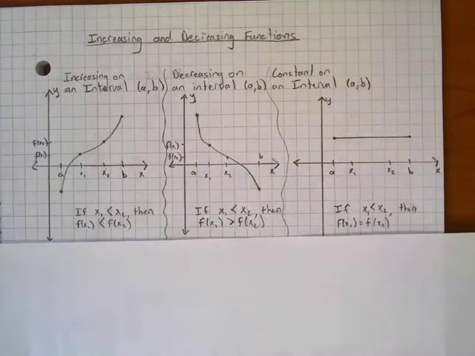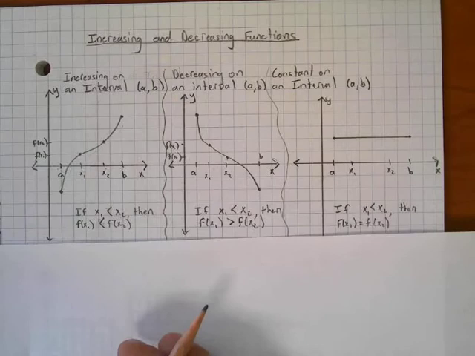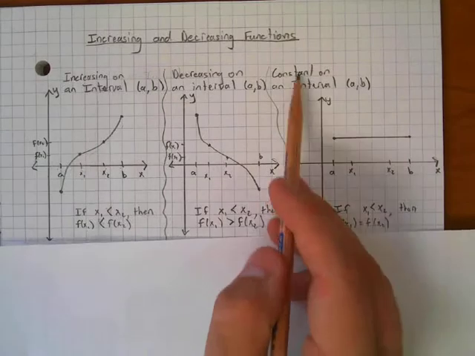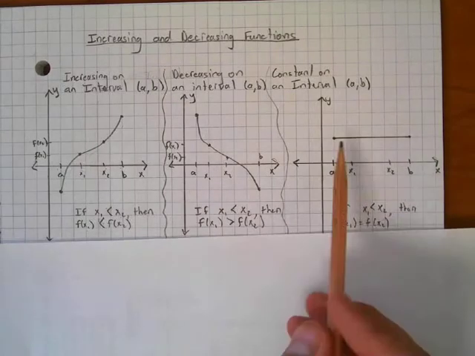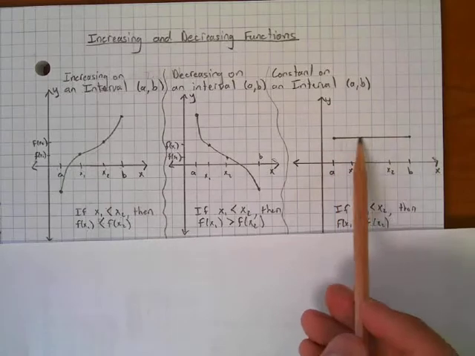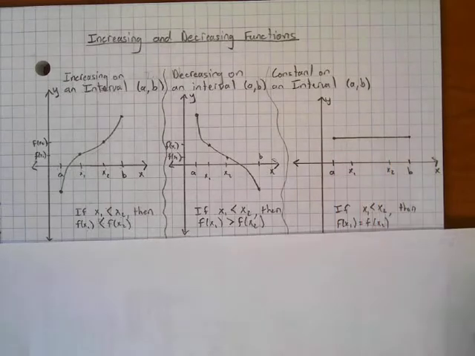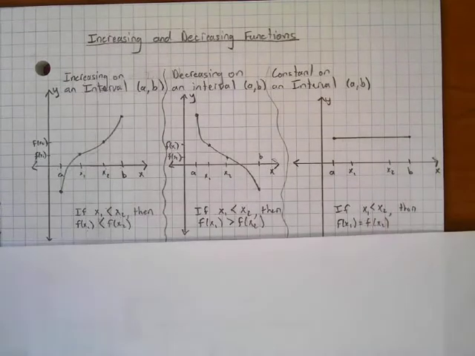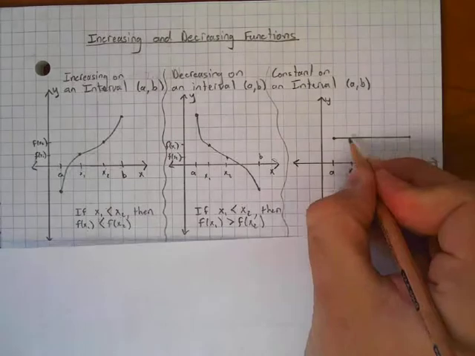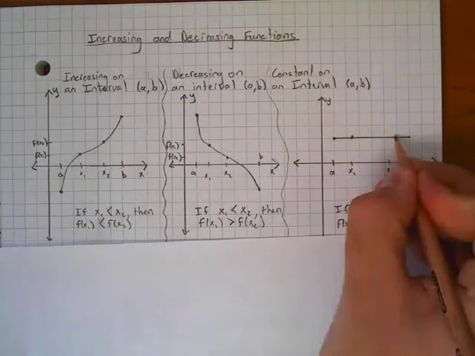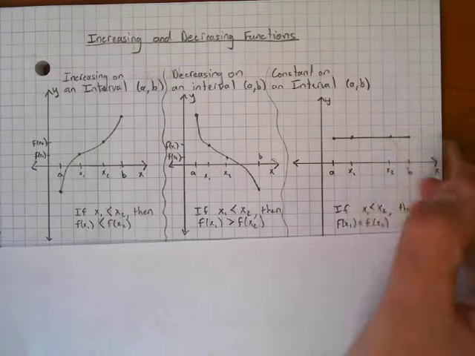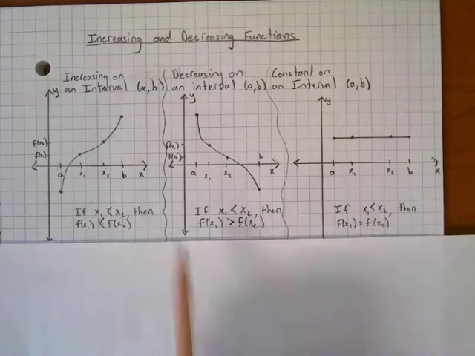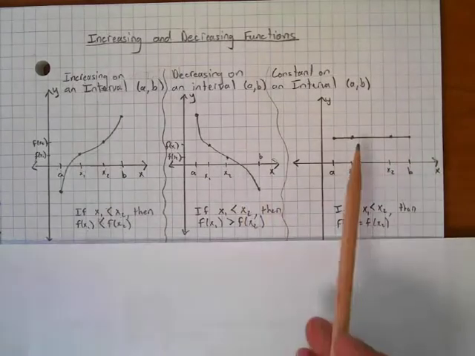Okay. And then the last one is the case where it's neither increasing or decreasing, it's constant on the interval from A to B. And with constant, it's neither rising nor falling, so it's just going straight across. And that's a pretty simple case that if x1 is less than x2, then f of x1 is equal to f of x2, because we are neither increasing nor decreasing, we're staying the same the whole time. So you can see the three things there. We can have increasing, decreasing, and constant.